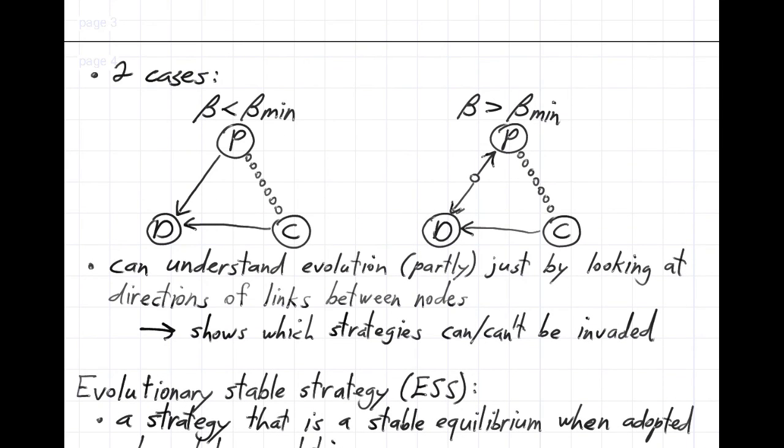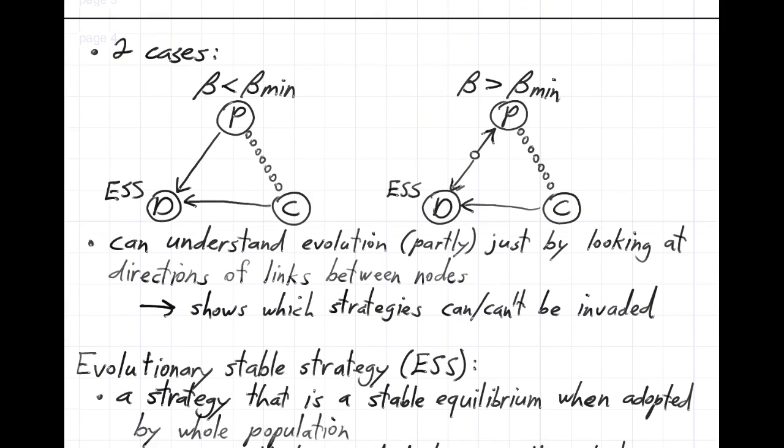So in the case here where beta is less than beta min, we have one strategy here which has all the arrows pointing in. That's the D, all defect state. So that is an ESS. In the other case where beta is greater than beta min, then we have arrows pointing into D still. So again, that's an ESS. But what about P? Think about that.